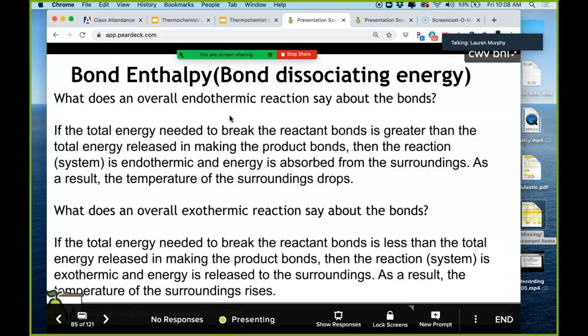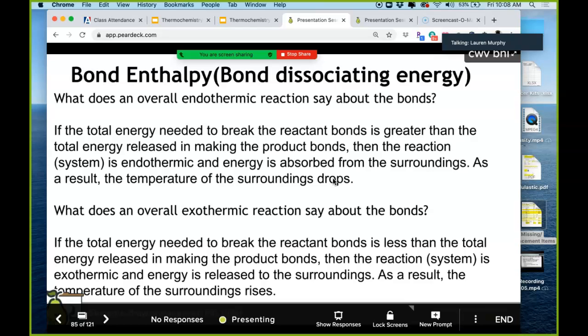An overall endothermic reaction is when you need way more energy to break the bonds than you get out of making new bonds, so an overall absorption of energy happens. If the reaction is absorbing energy from the surroundings, it will feel cold to us because all the heat is going into the reaction, away from us. Remember, when we do a lab and take the temperature, we're always taking the temperature of the surroundings.